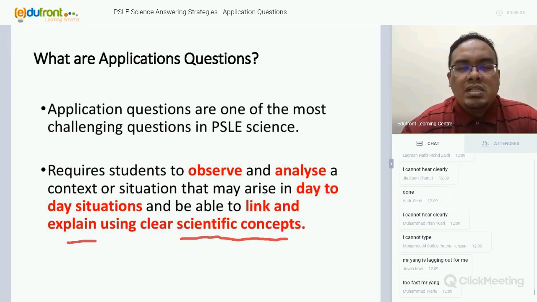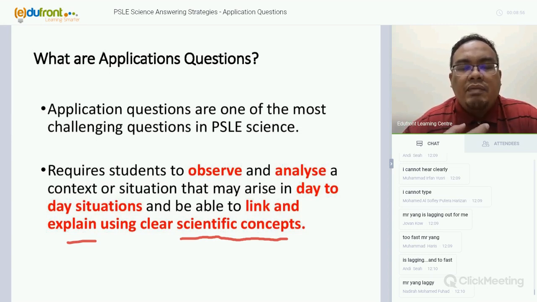However, it's not something that is beyond the syllabus. There's no way. Don't worry that PSLE will test you on something beyond the syllabus. It will not be fair to everyone. PSLE will test you exactly what is within the syllabus. However, the questions may be day-to-day situations which you are not familiar with, and you have to apply the concepts that you have learned throughout your primary school science to the situation. Later, I will elaborate a little bit more on what I mean by this.